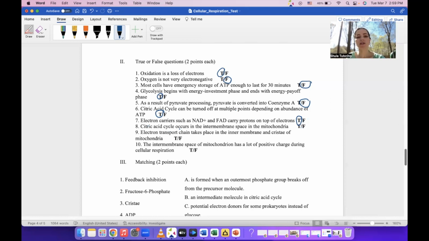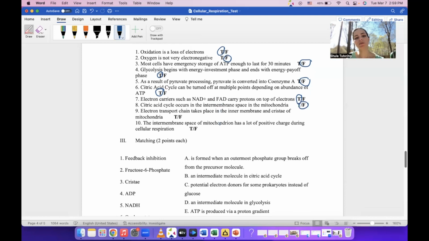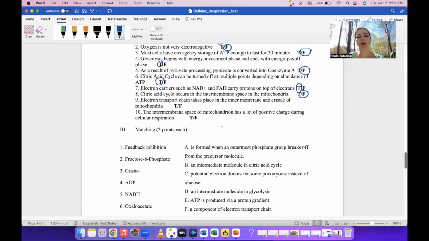Citric acid cycle occurs in the intermembrane space in the mitochondria. That's false because citric acid cycle will take place in the matrix of mitochondria. Electron transport chain takes place in the inner membrane and cristae of mitochondria. That's true. And the intermembrane space of mitochondria has a lot of positive charge during cellular respiration.